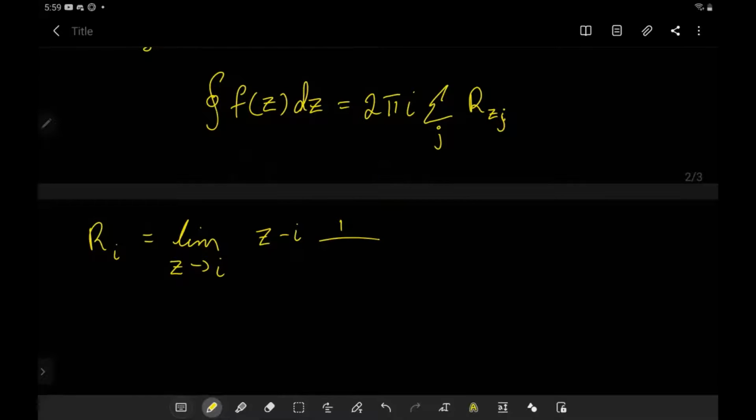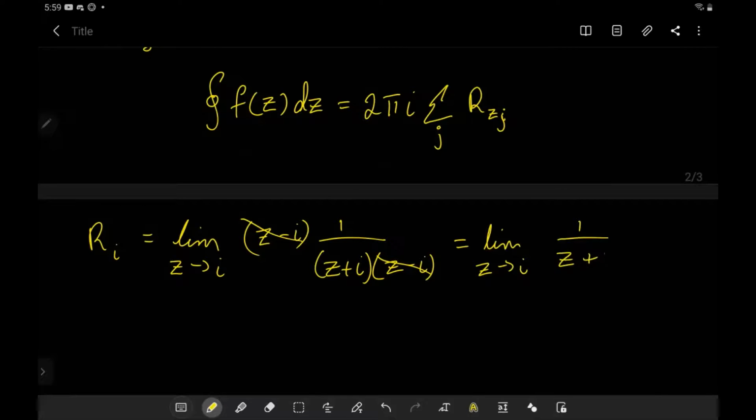And what was f of z? f of z was 1 over (z plus i)(z minus i). And this is great because we could cancel off these things. What we get is that the limit as z approaches i of 1 over z plus i, we can just substitute i for z here, and we'll get 1 over i plus i, which is equal to 1 over 2i.